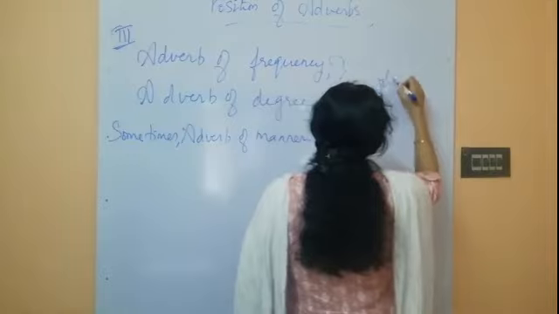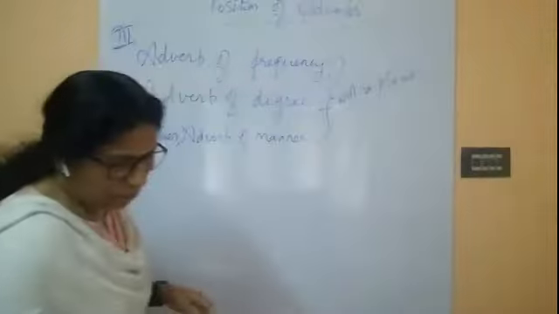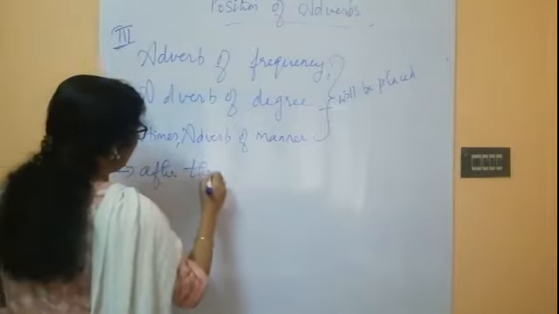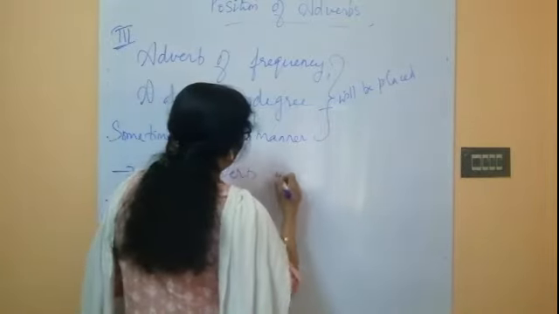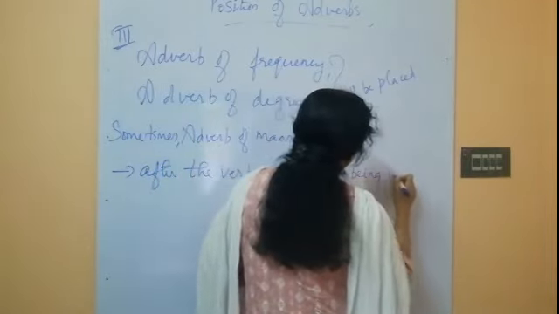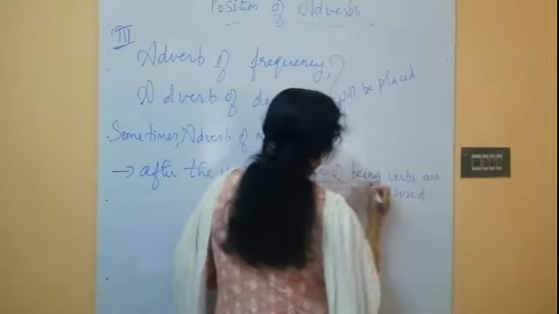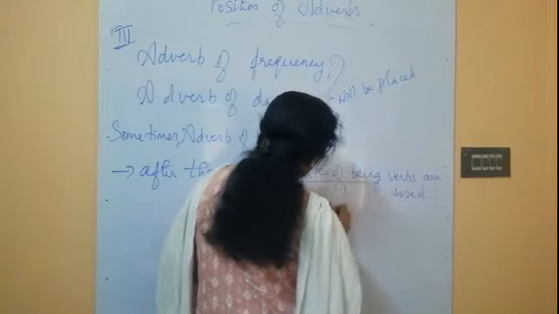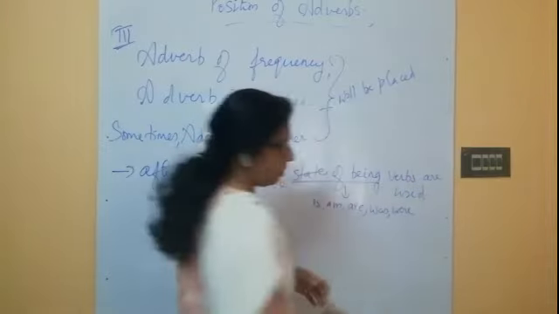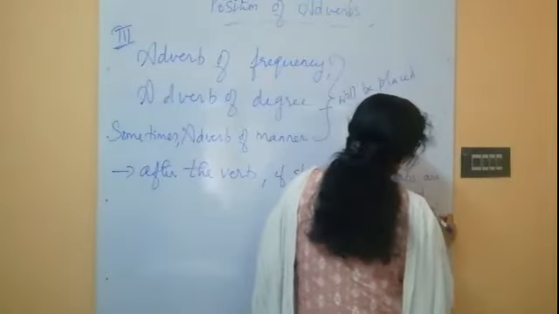Will be placed where? There are 2-3 rules. After the verb, if state of being verbs are used. Which are the state of being verbs? Is, am, are, was, were. Okay, will and will be we can also add.